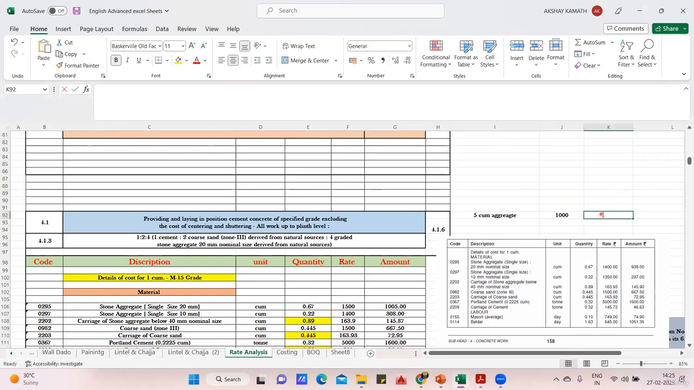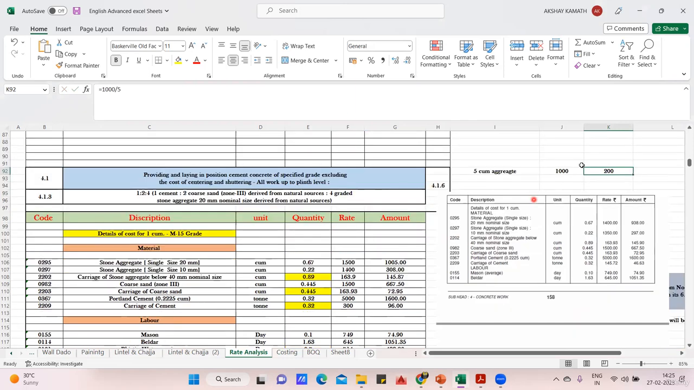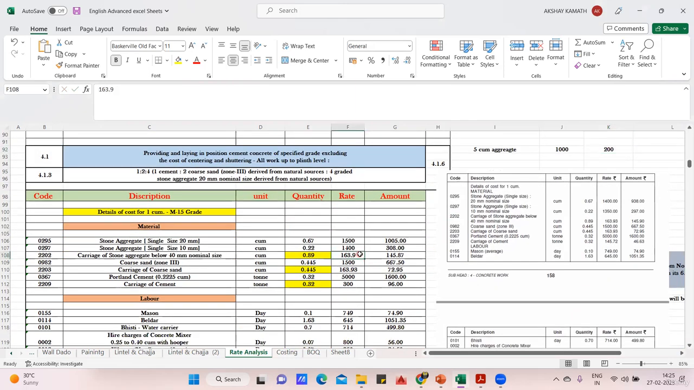So that means if it is for 1 cubic meter, how much will it be? 1,000 divided by 5. So for 1 cubic meter, it will be 200 rupees. So my carriage charge, the transportation cost, is 200 rupees. So I can put 200 rupees here.